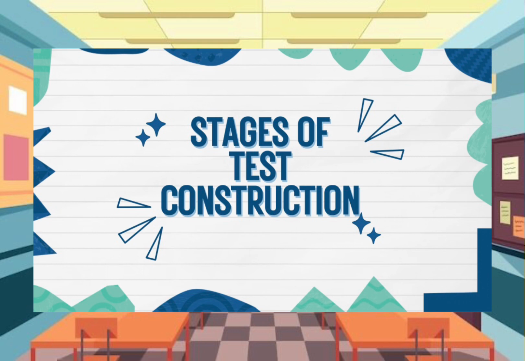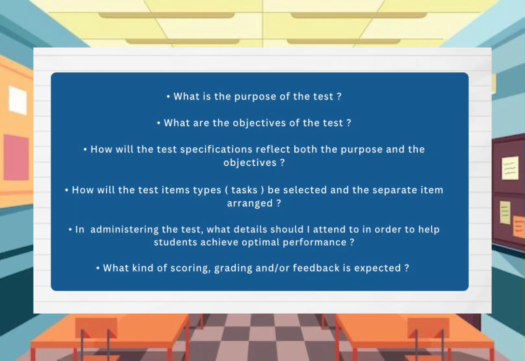There are stages of task construction, and it is used as a guide in making the test. First, what is the purpose of the test? What are the objectives of the test? How will the test specifications reflect both the purpose and the objectives? How will the test item types be selected and the separate items arranged? In administering the test, what details should I attend to in order to help students achieve optimal performance? Lastly, what kind of scoring, grading, or feedback is expected?